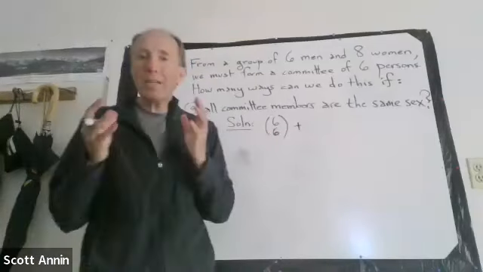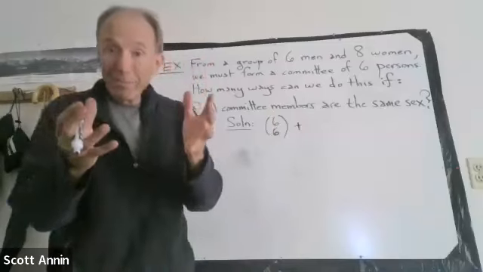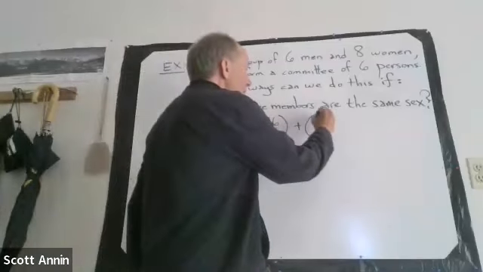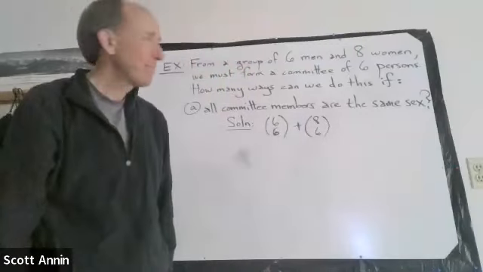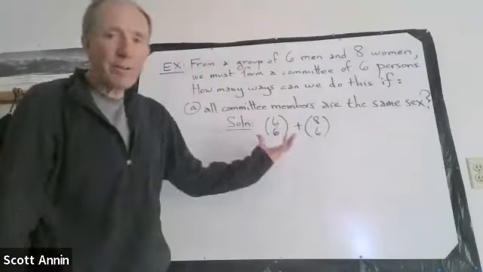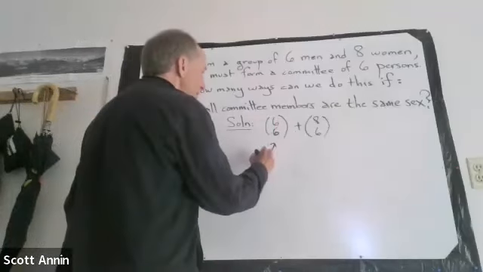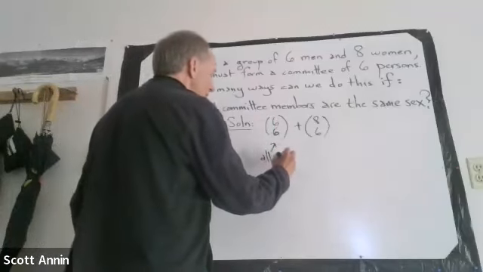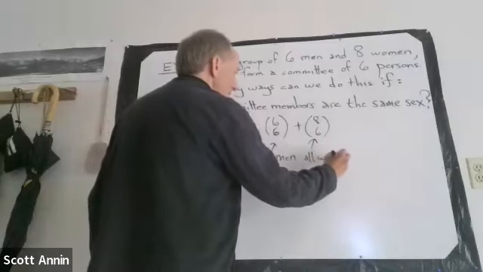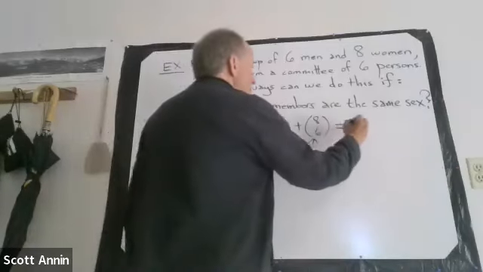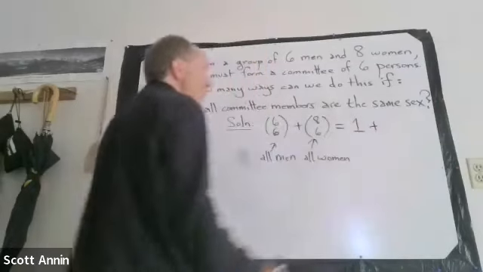What if we made our committee by choosing from the women? Now, this time we have 8 women, and we're just going to choose 6 of them. Okay. This would be a perfectly good answer. So this would be all men. This would be all women. If we wanted to simplify it, of course, 6 choose 6 is just 1.